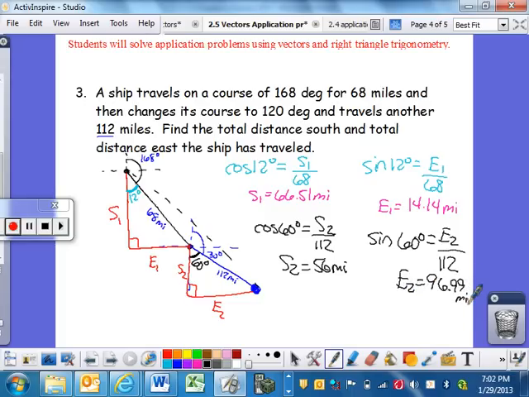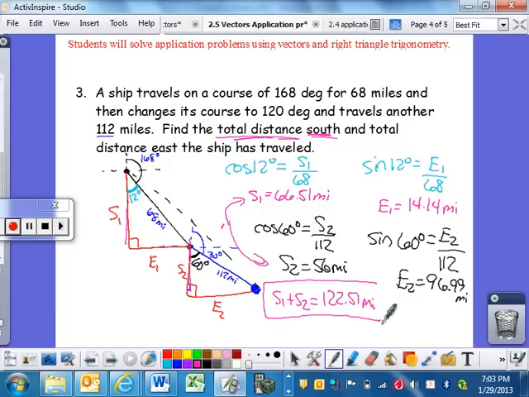And going back to the problem, this is what stinks, is when this takes so long to set up and to calculate, we sometimes forget about what are they actually asking? Total distance south. To find total distance south, you have to add these two up. The south distance of the first one and the south distance of the second one. So 66 plus 56, so south 1 plus south 2. I'm not going to write those numbers in there. I'm just going to say, okay, those two added together are going to be 122.51 miles from what I calculated.